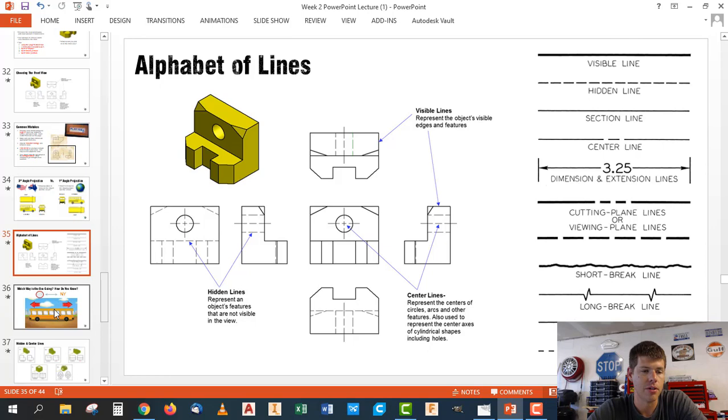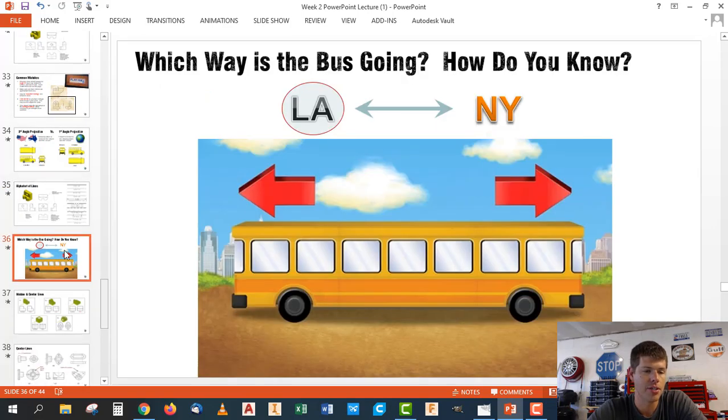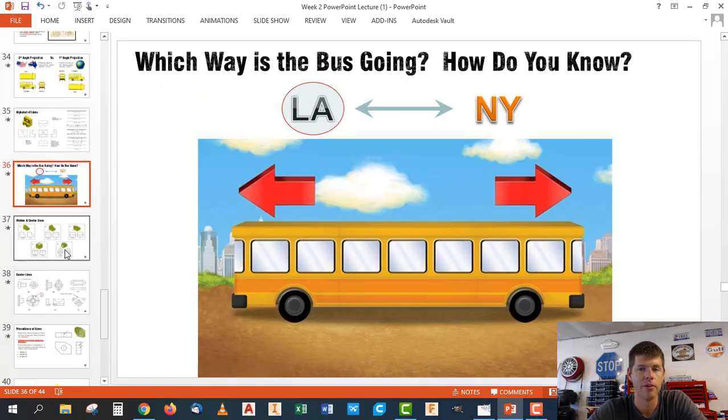Okay. So kind of wrapping up here, I've got a little brain teaser for you, and then we're going to look at precedence of lines, and then we're going to draw some drawings. So get your pencil ready. Here is a quick brain teaser for you. This bus is going one way. How do you know? Okay, so the answer here you can see obviously is it's going to Los Angeles, but there's a reason.